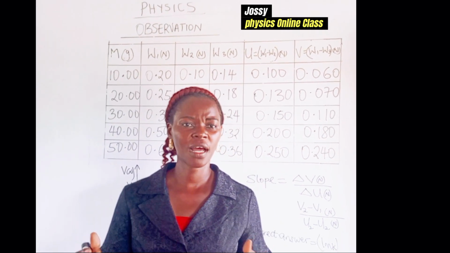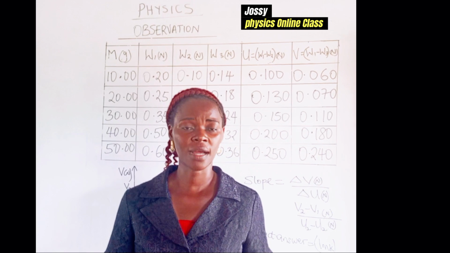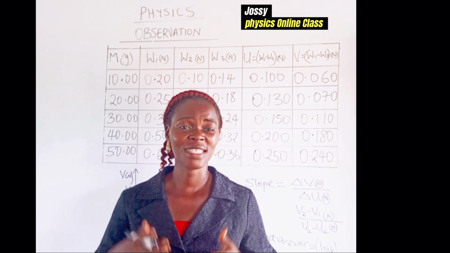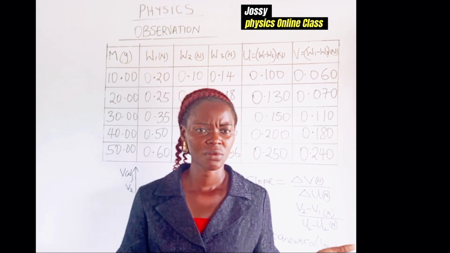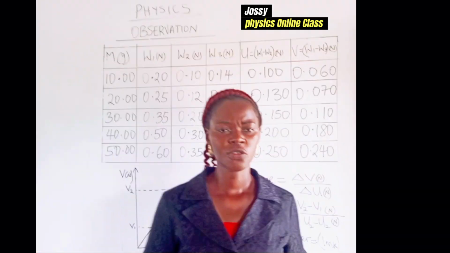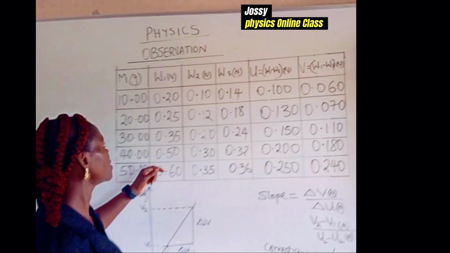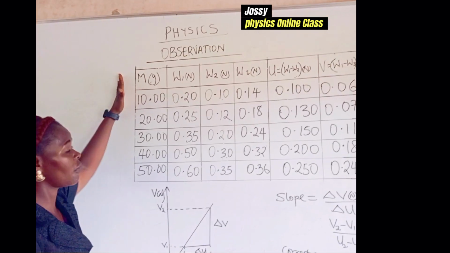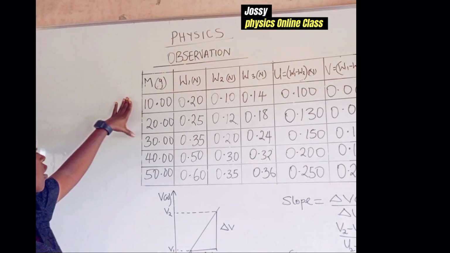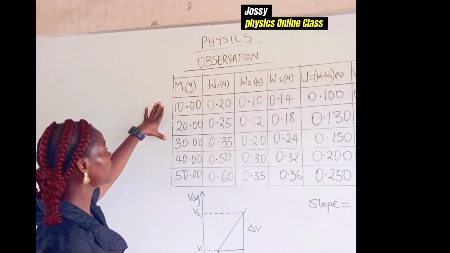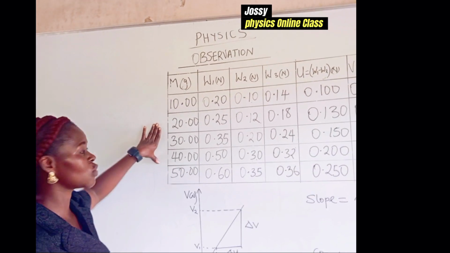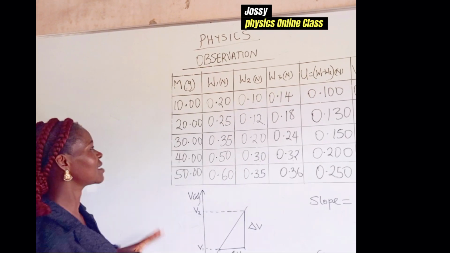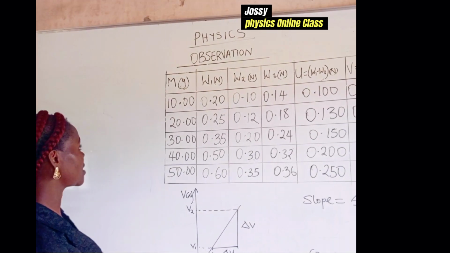Most of the time it's not how smart or intelligent you are. There are some rules you need to know, and that is how they mark it. Once that is done, wow, you can see yourself flying. So let's look at what we have on the board. This is an observation of an experiment performed under density and relative density. We are going to use this observation on the board to explain how examiners mark these physics practicals.